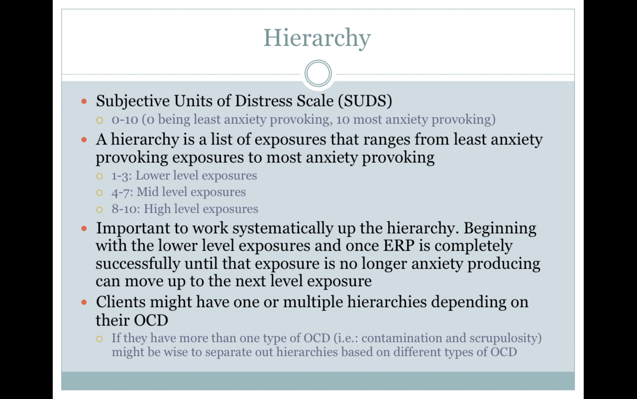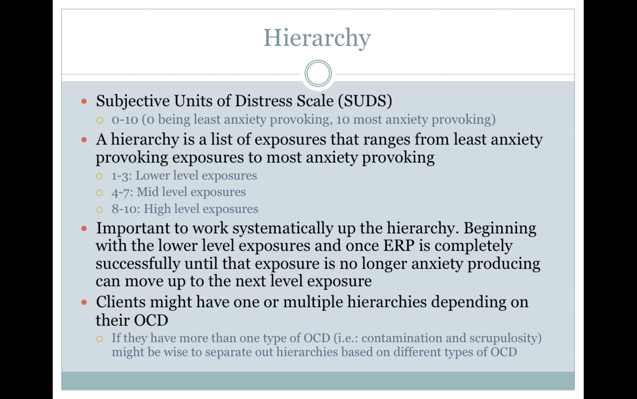So what's a hierarchy? This is what we were just talking about, but a hierarchy is the use of the subjective units of distress scale. So that's what we call the SUDS rating, where we ask individuals, okay, if I ask you to do this, how difficult would it be? Give me a number on a scale of 0 to 10. 0 is the least anxiety provoking, also known as kind of cool as a cucumber. 10 is the most anxiety provoking, maybe where you're experiencing a panic attack.